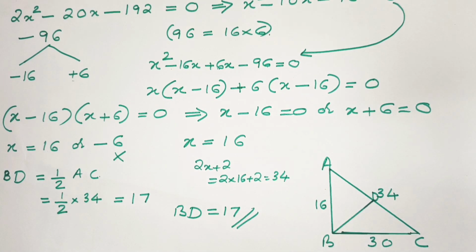So this is the final solution. The basic things you need in this problem, in fact three basic things: one, you should know the Pythagoras theorem, which we are all pretty familiar with. Then you should know how to solve a quadratic equation. Then the last thing is that the median drawn to the hypotenuse of a right-angled triangle is half the length of the hypotenuse. With these three basic concepts, you can easily solve this problem.